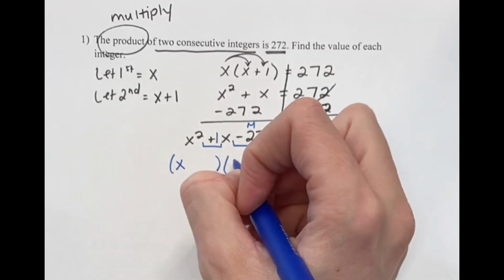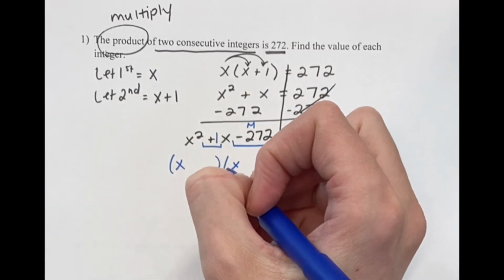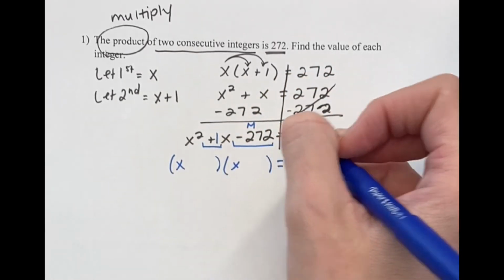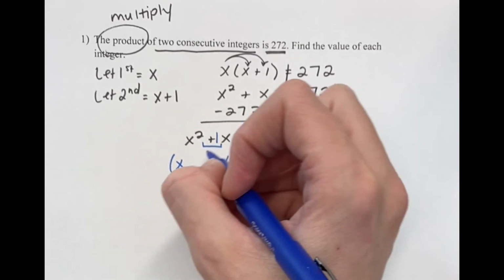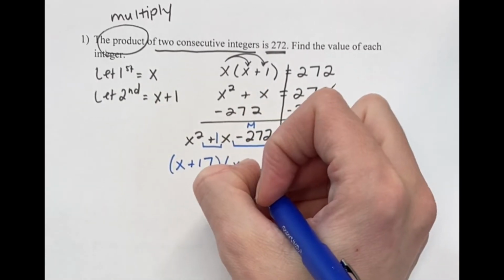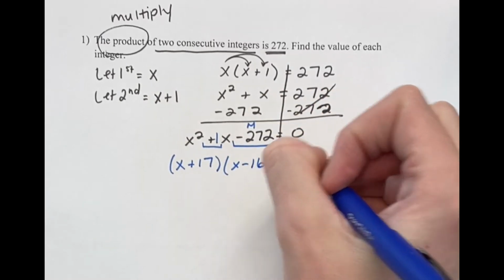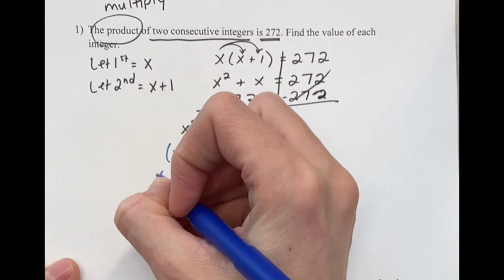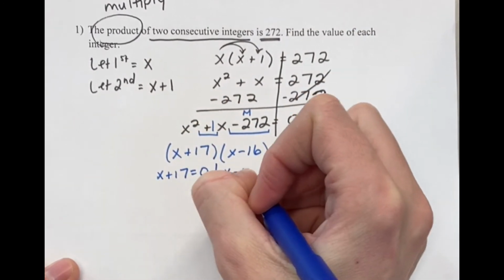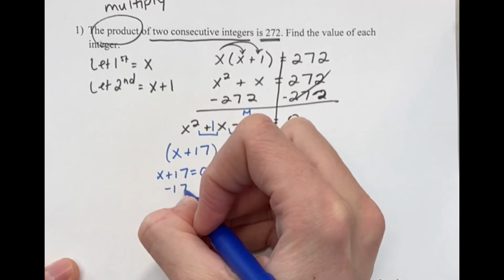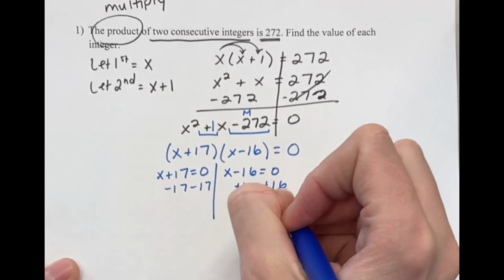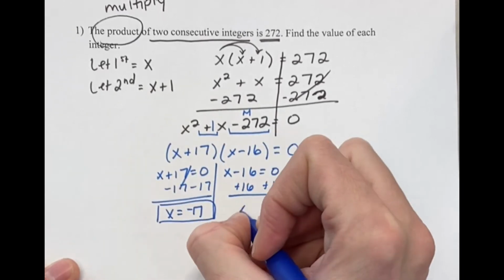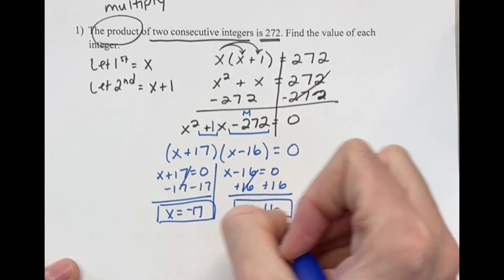So I'm going to set up my two sets of parentheses, and then I'm going to split up my x there. And then I get negative 16 and a positive 17. 17 times negative 16 gives me negative 272, and 17 plus a negative 16 equals 1. So then I have both of those equal 0. I'm going to set each part equal to 0: x plus 17 equals 0 and x minus 16 equals 0, and I'm going to solve. So I get x equals negative 17 and x equals 16.